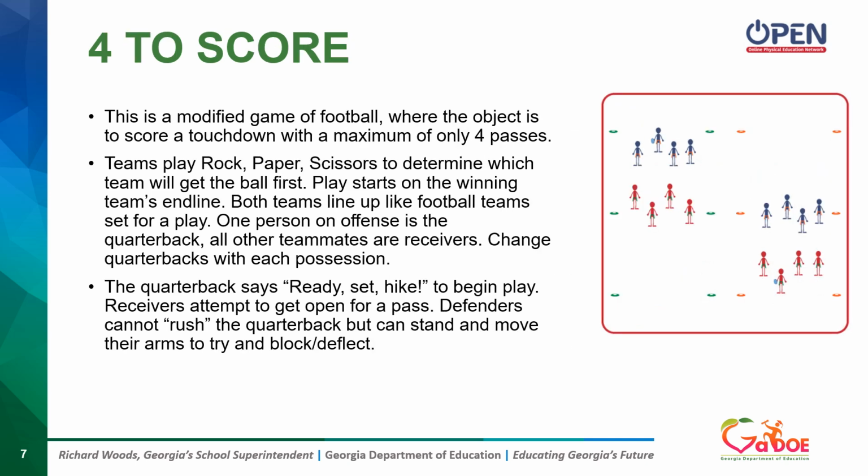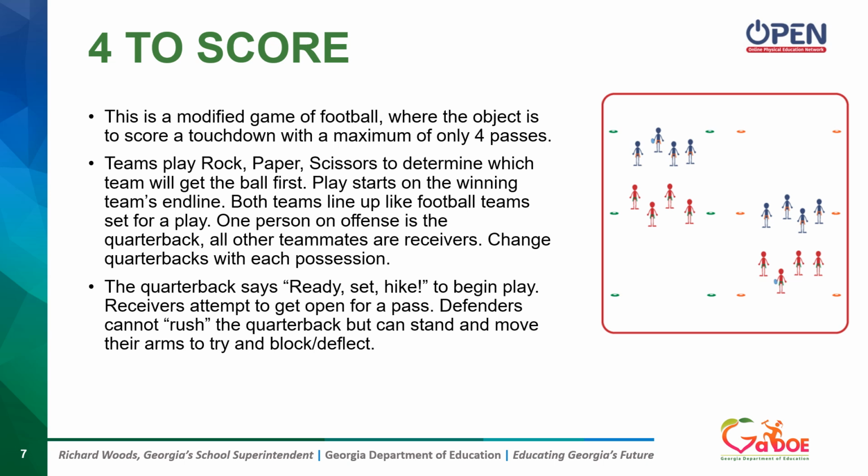This activity is called 4-to-score. This is a modified game of football where the object is to score a touchdown with a maximum of only 4 passes. Teams will play rock, paper, scissors, shoot to determine which team will get the ball first. Play starts with the winning team standing on their end line.